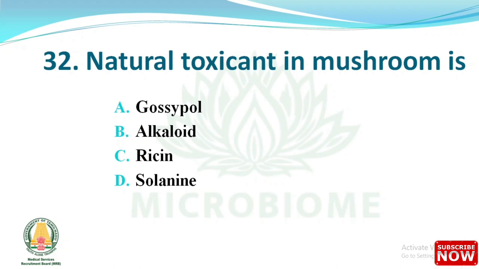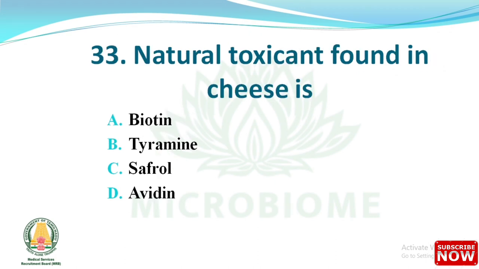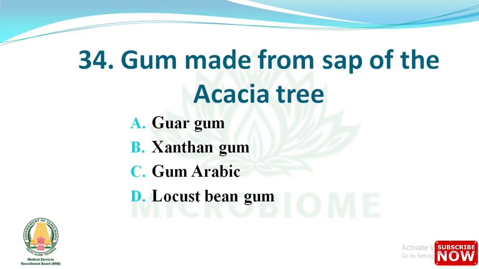And next question, natural toxicant in mushroom is, the options are gossypol, alkaloid, resin and solanin. The right answer, option B, alkaloid. And next question, natural toxicant found in cheese is, the options are biotin, tyramine, safrole, avidin. The right answer, option B, tyramine.